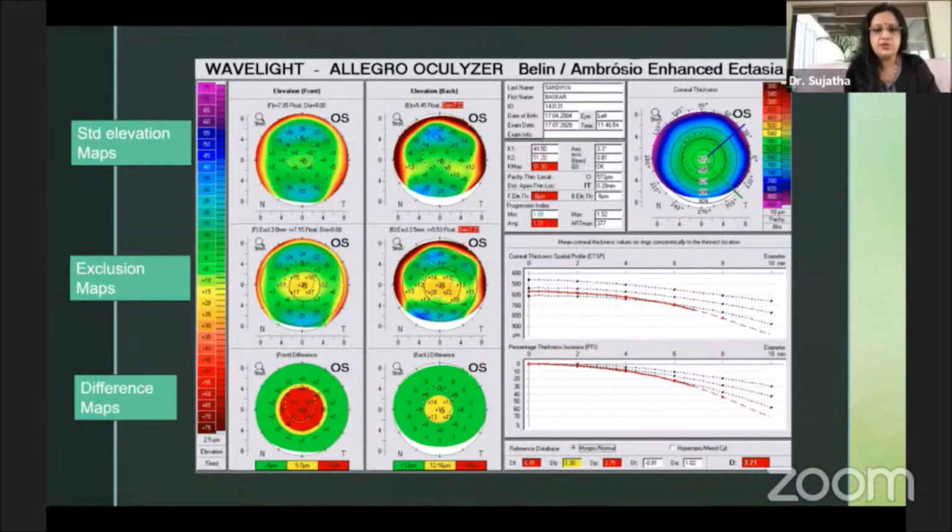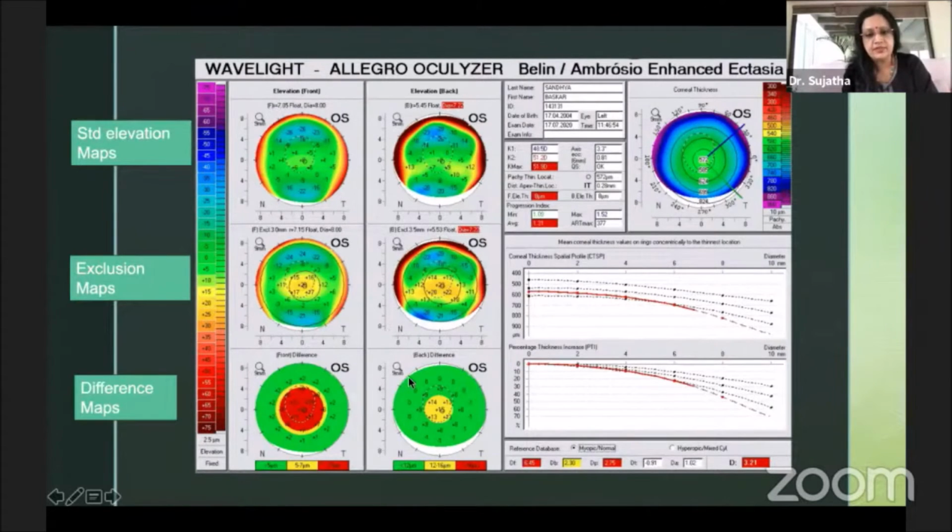The first two maps on the top are the standard elevation maps, which are based on the best-fit sphere of the cornea. And after exclusion, you get this map called the exclusion map. And you can see that the areas are now popping up strongly. You can see that the plus signs have gone up, which shows that once you exclude the thinnest area and you create another best-fit sphere, you're able to see the cone much better. And you can see the difference between the float here is 5.5 and it's become flatter here, it's become 5.53.